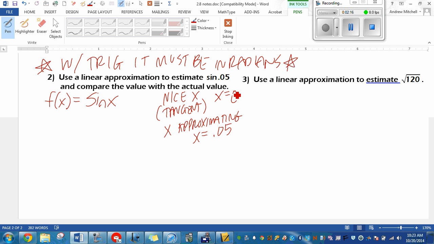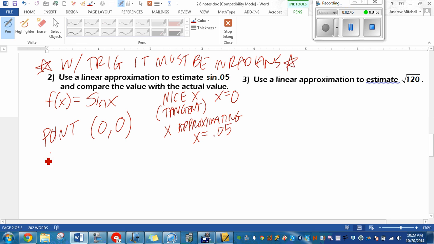Now we can kind of start from where we started on the last problem. The point that we're looking at, the point of tangency, that's at the nice x value, 0. And then what happens if we put 0 into x? What's the sine of 0? Good old unit circle. Sine of 0 is 0. All right, so we have the point 0, 0.